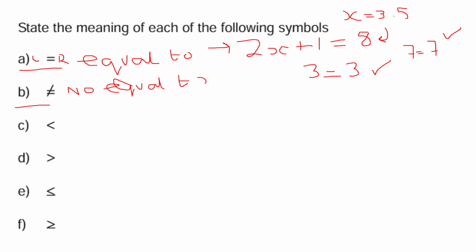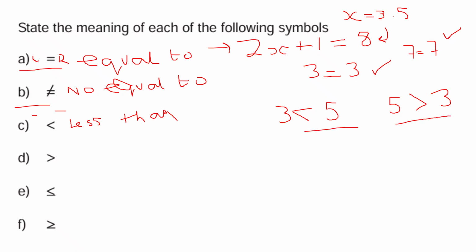Part C, we've got an inequality. This means less than. Reading it from left to right, it means less than. If you read it from right to left, it will be greater than. The way we read it, we say 3 is less than 5, or we can also read that as 5 is bigger than 3, or 5 is greater than 3. These mean the exact same thing. It just depends on which you choose to interpret as appropriate for you.